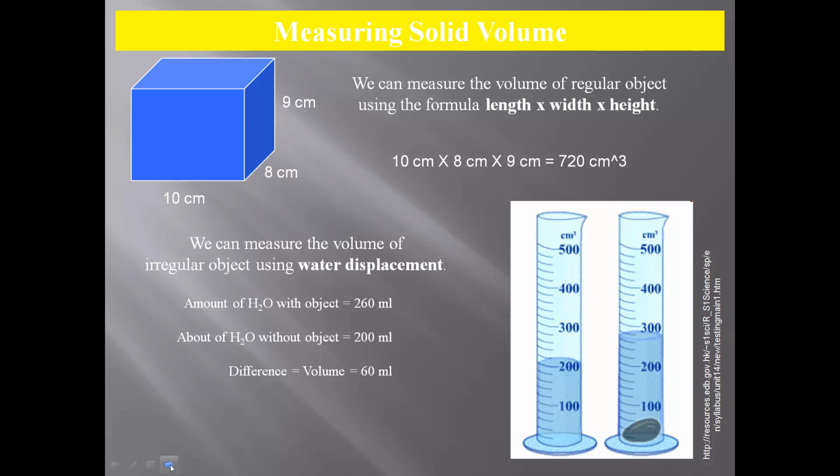Typically when you use this for an irregularly shaped object, find a convenient line on the graduated cylinder, 100 mils, 200 mils, put the object in, slide it gently down the tube because you don't want any of the water to come out of the top, measure that, and then take the difference of the two.